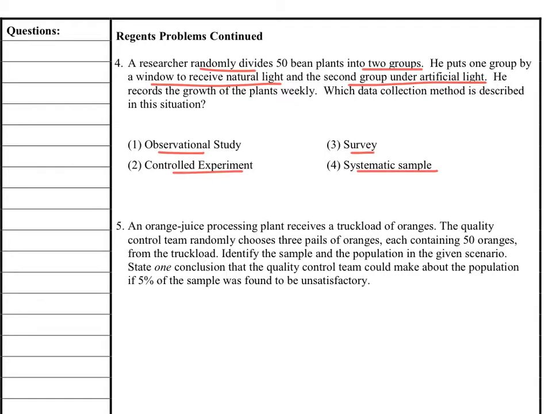So if I'm just purely looking at data and I'm not intervening, I'm not assigning to particular groups, and it may or may not be random, then that's an observation. But I forced them to either get natural light or artificial light, and it was random. So that automatically tells me that I have a controlled experiment. Survey is also out because the survey is when you're asking questions and then looking at the data, and clearly we didn't ask these bean plants any questions.